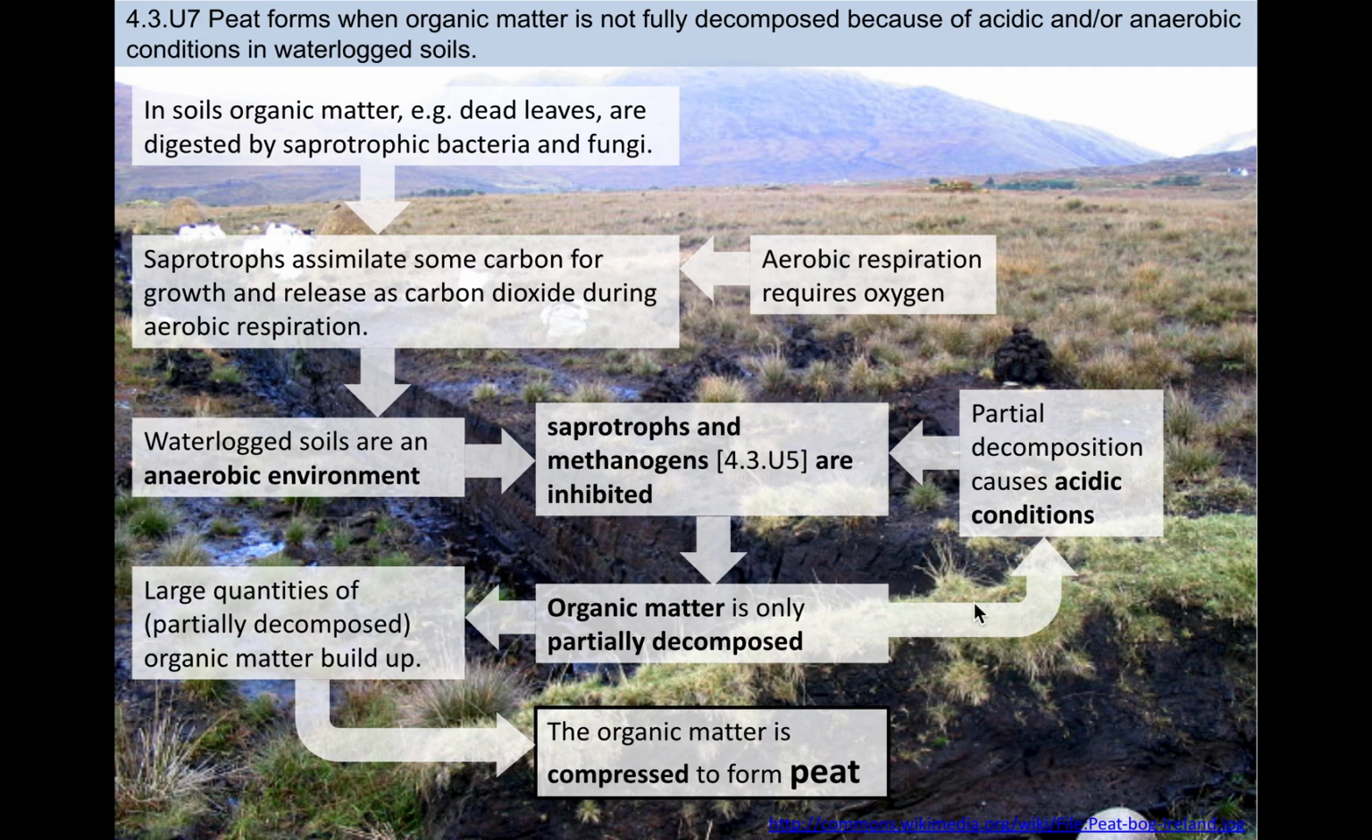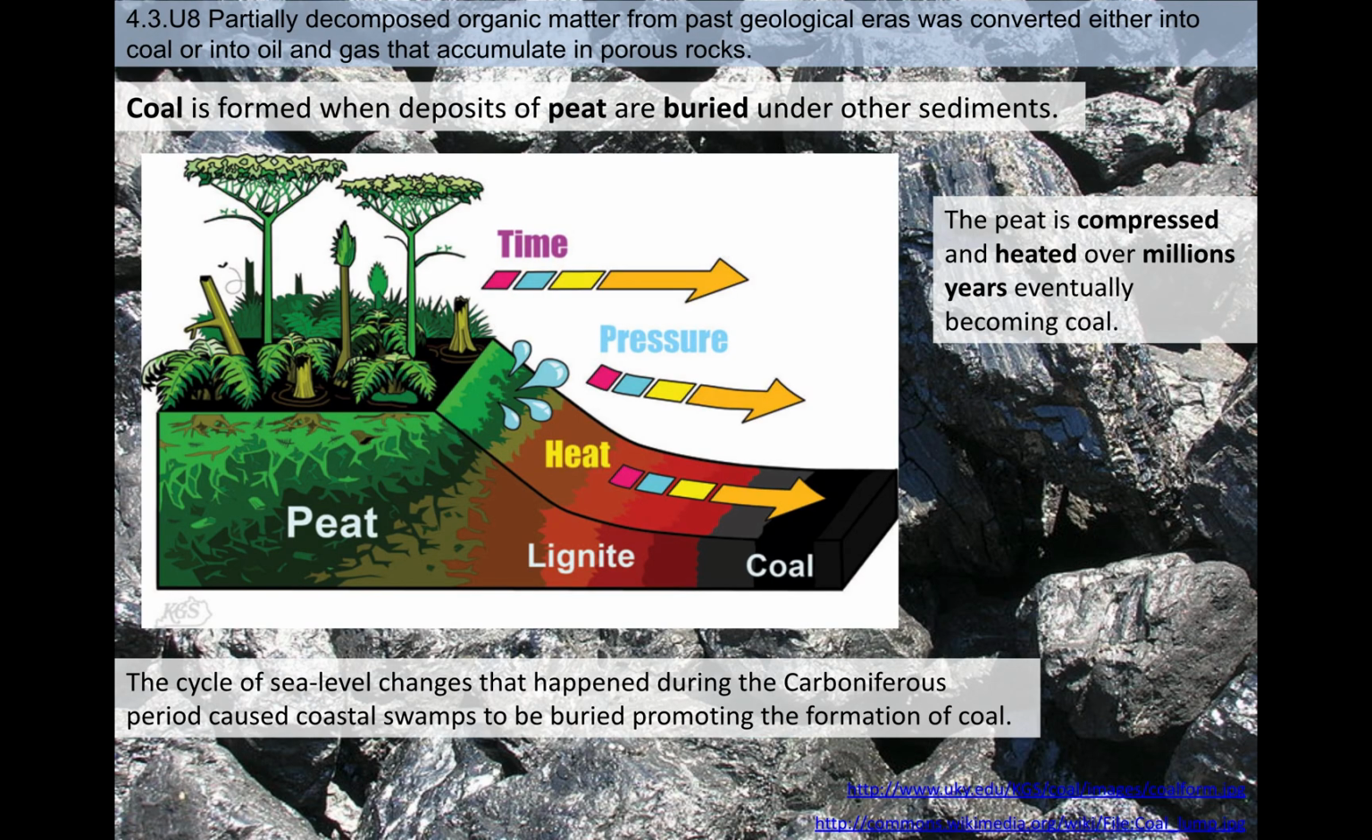So when partial decomposition is happening, you're going to get acidic conditions, which means they're even more inhibited, so they can't break it down. And then you're getting this partially decomposed situation, which will lead to large quantities of partially decomposed organic matter building up over time. And then that organic matter, when compressed over time from different layers of sediment occurring, so millions of years, you're going to get peat, which would become coal.